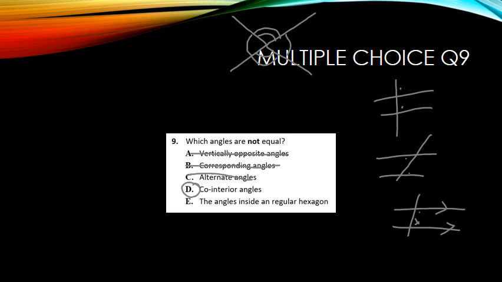But let's say the last one, the angles inside a regular hexagon. Well, if we think about a hexagon, it has 6 sides which are all the same length and 6 angles that are all equal. So it can't be E. Our answer is C, co-interior angles.